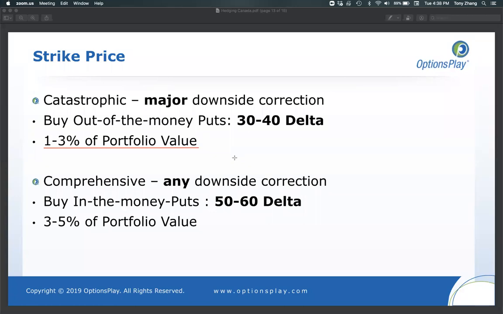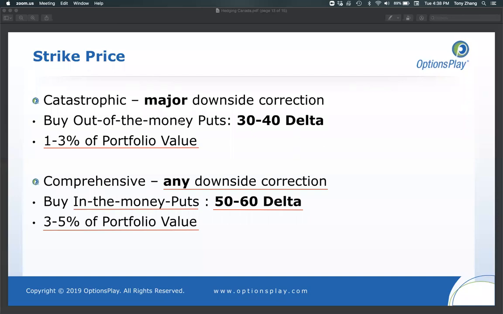On the flip side, comprehensive insurance will provide you with coverage in any downside correction. So even a small correction, you'll get quite better coverage. This is where you want to buy in the money puts. So about a 50 to 60 delta put is a good starting point for comprehensive insurance, and this will cost you even more, about 3 to 5% of your portfolio value. So on a $1 million portfolio, that's about $30,000 to $50,000. So a lot of money to buy protection for just a short amount of time. So again, that's why it's so important to understand how to go about timing these so that you're not buying protection early.